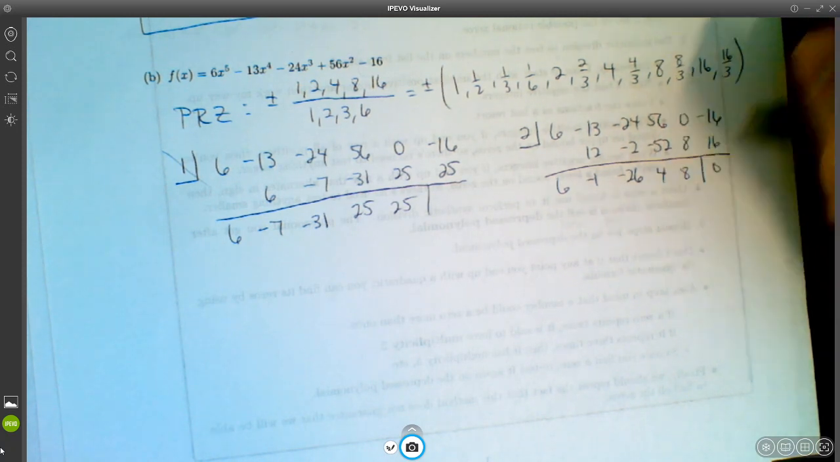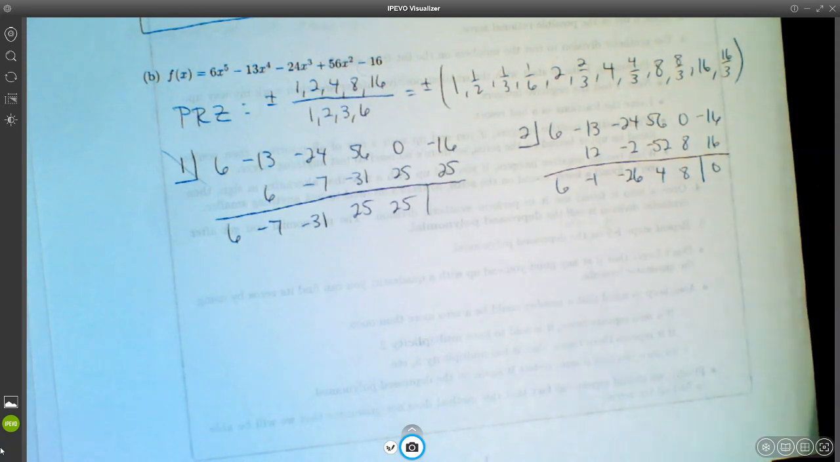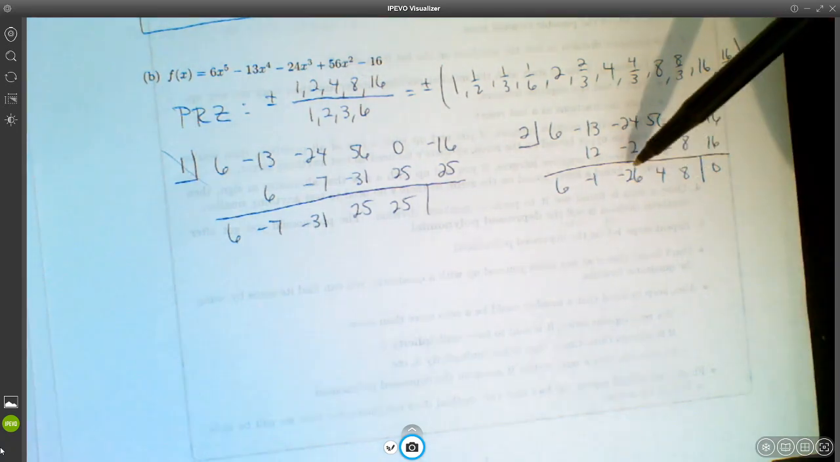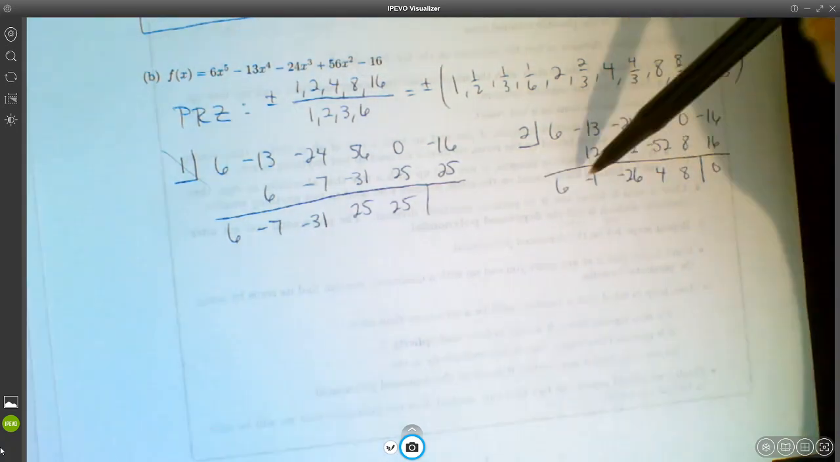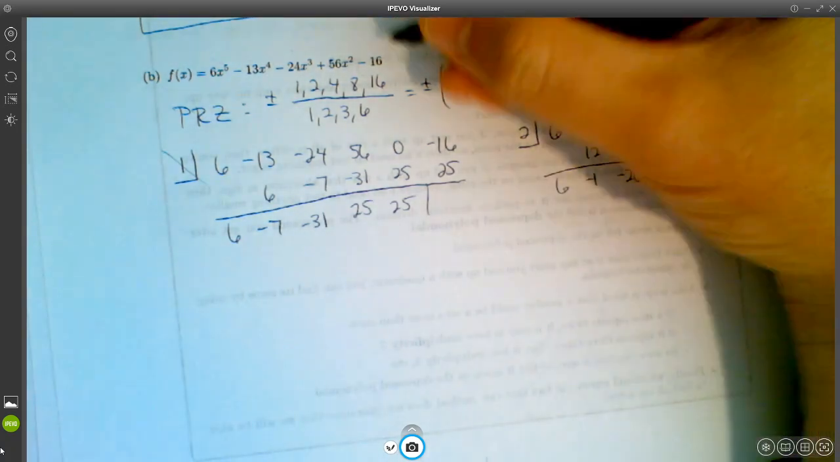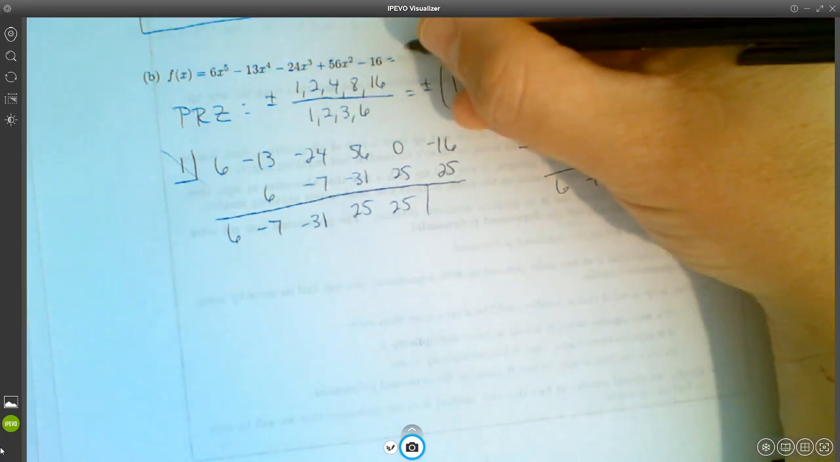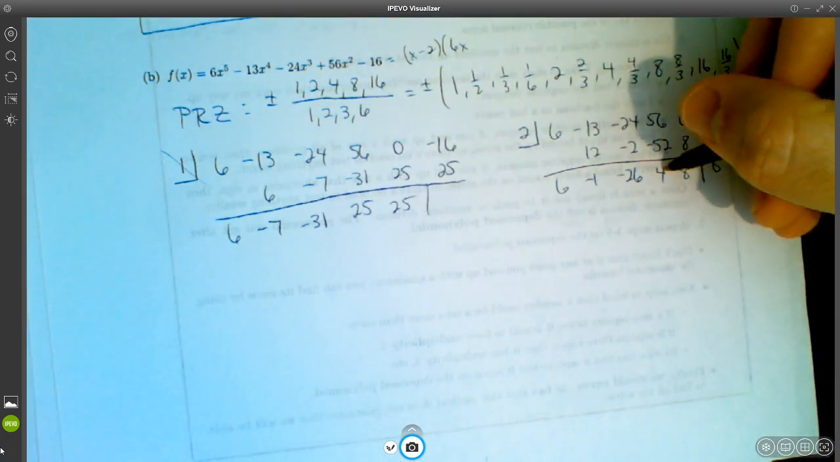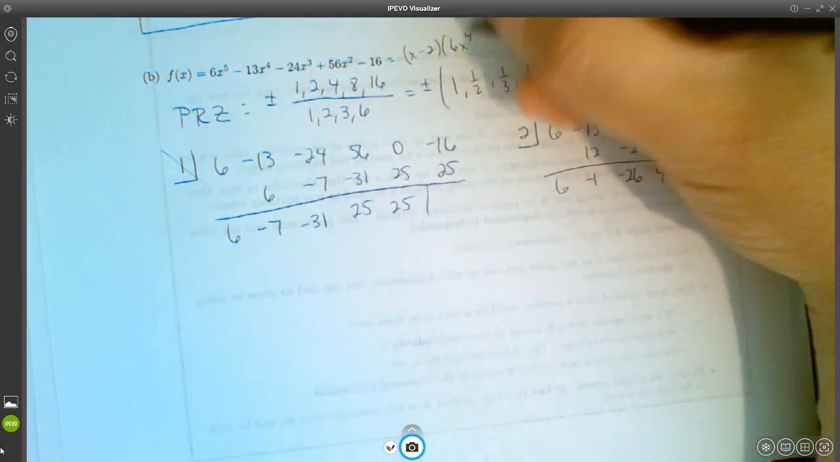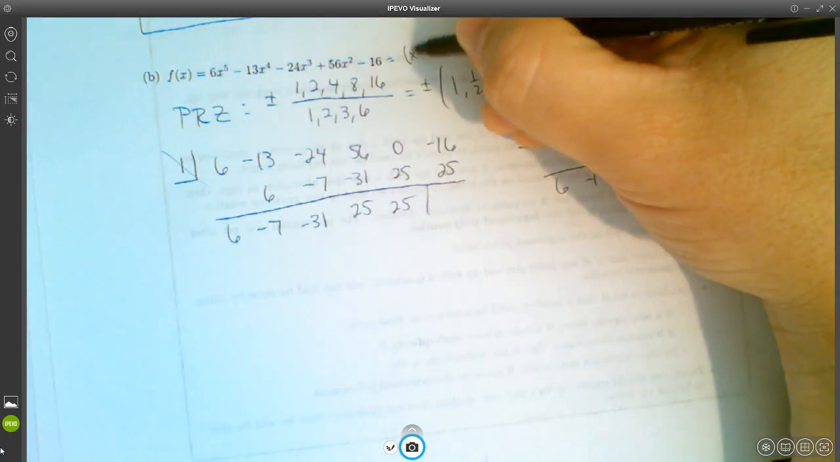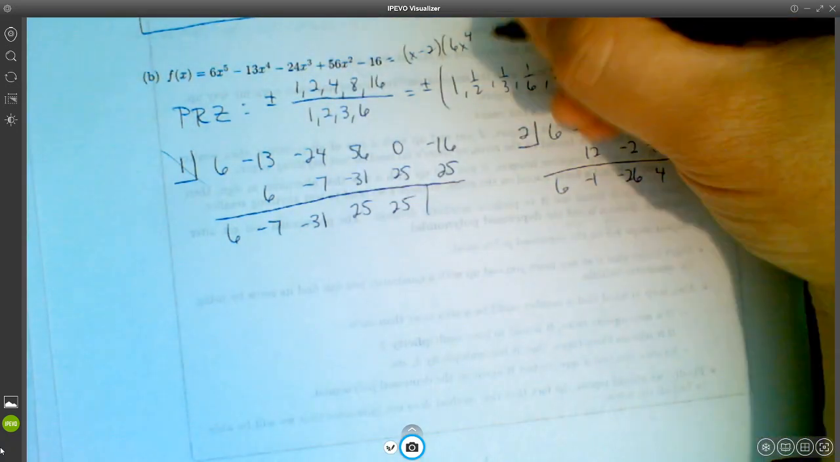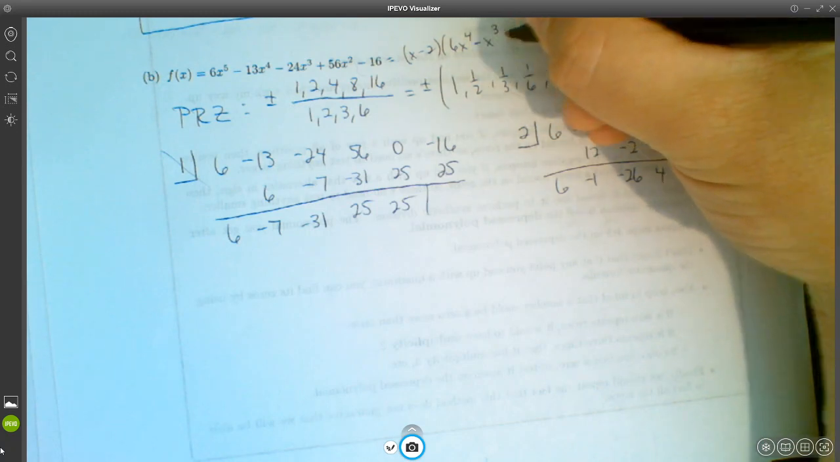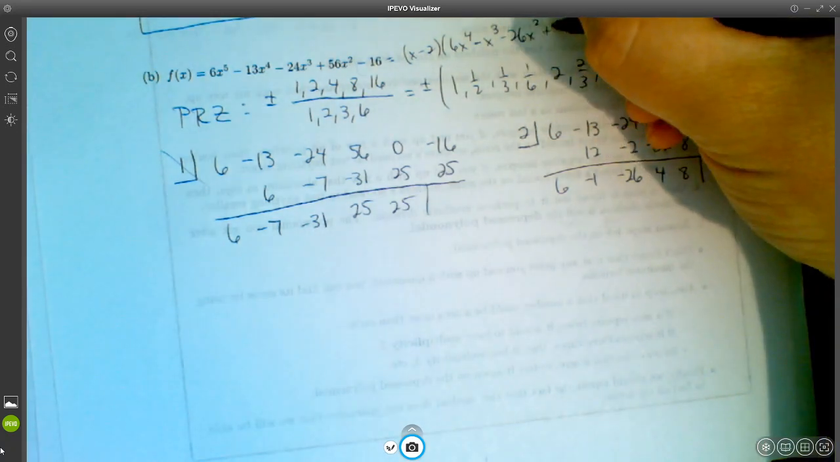There we go. 2 works. Okay, so 2 works. Now, I don't think I'm ready yet to rewrite this. So notice, if I were to rewrite this, at this point I've got that this equals x minus 2 times 6x to the 4th. Oh, of course, right? We started with 6x to the 5th, and we just factor out an x to the 1st, so it's got to be 6x to the 4th minus x cubed minus 26x squared plus 4x plus 8.